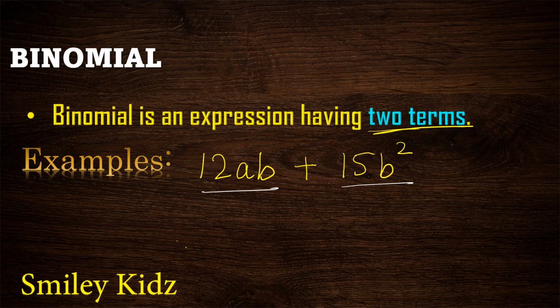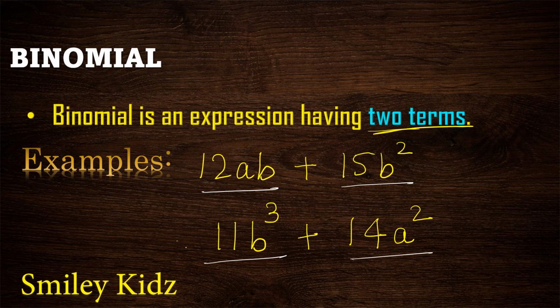Binomial means two terms. Alright, let me give you another example. 11b cube plus 14a square. This as well has two terms. First term is 11b cube and the second term is 14a square, which is connected by an operator. This expression as well is a binomial because it has two terms. So all the expressions which have two terms are termed to be as a binomial.